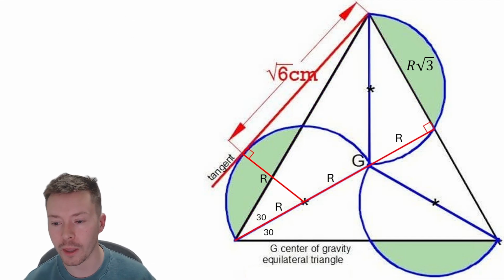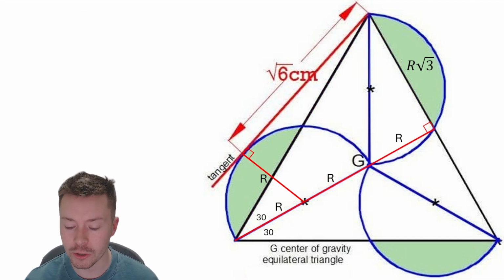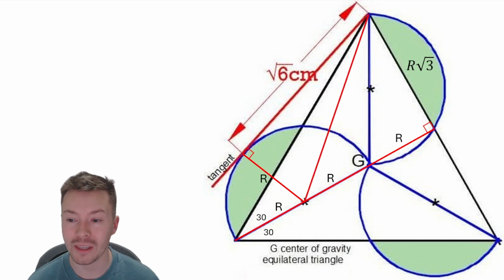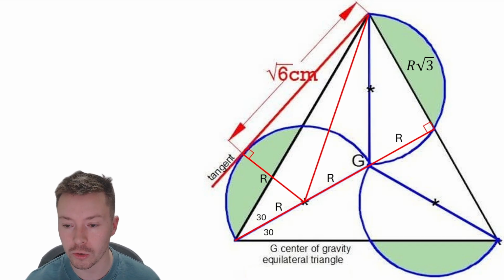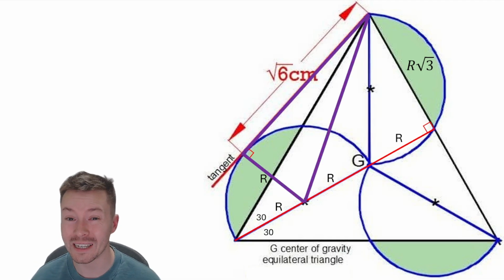Okay, now from there, I am going to introduce another line, this line here. Now that is going to give me two triangles, two right-angled triangles. So there's one in purple.